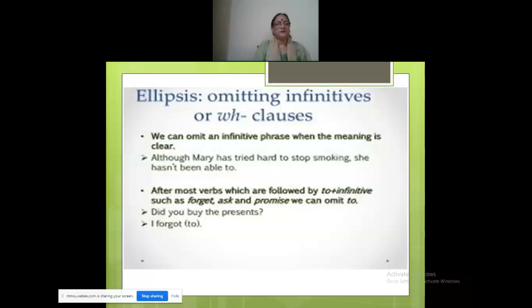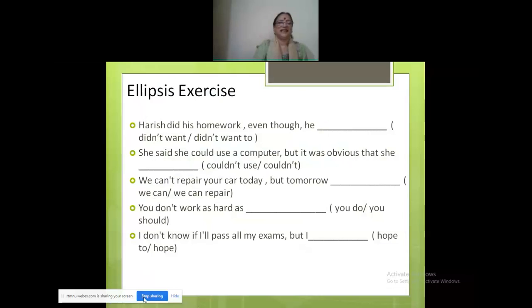So now I'm going to do an exercise on this, where you are omitting infinitives. Please come up with the answers.